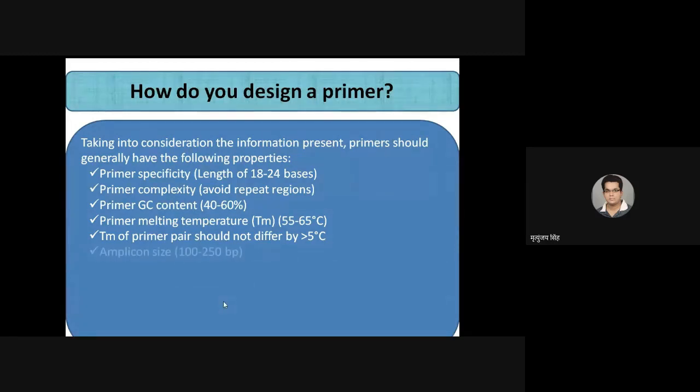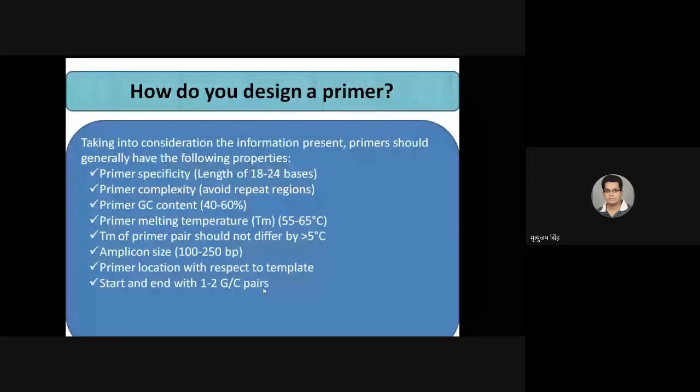Amplicon size for a better result is between 100 to 250 bases. Primer location with respect to the template means you must take into consideration where you want to anneal your primers, that is, from where you want to multiply your sequences. Primers should start and end with 1 to 2 GC pairs. The 3 prime end of primers should contain GC pairs because it helps the annealing of primers and better PCR product formation.